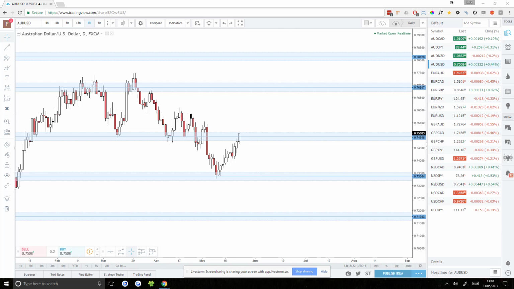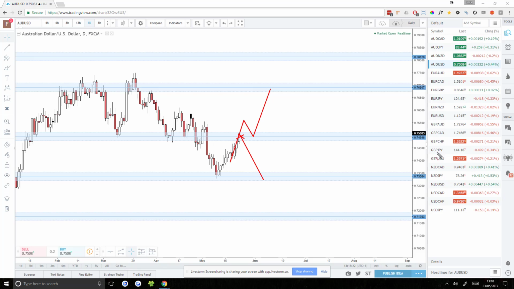If it continues up, then I've got a game plan for that. If it continues up, then I'm going to wait for it to sink back down a little bit and then possibly go long like that. If it stalls out here, then I'm going to go short in line with the trend. So there's a lot of possible scenarios here and I want to be prepared for all of them.